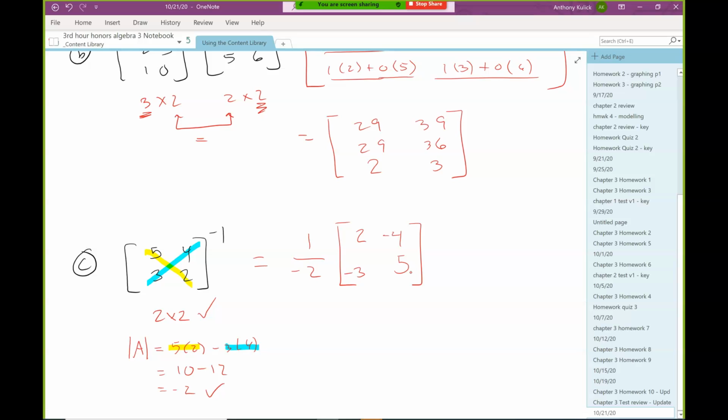Okay. And again, you could try to memorize that formula. To me, I'd rather just remember that rule that I said, where the main diagonal, you just switch those places, and the other diagonal, you just switch the signs.